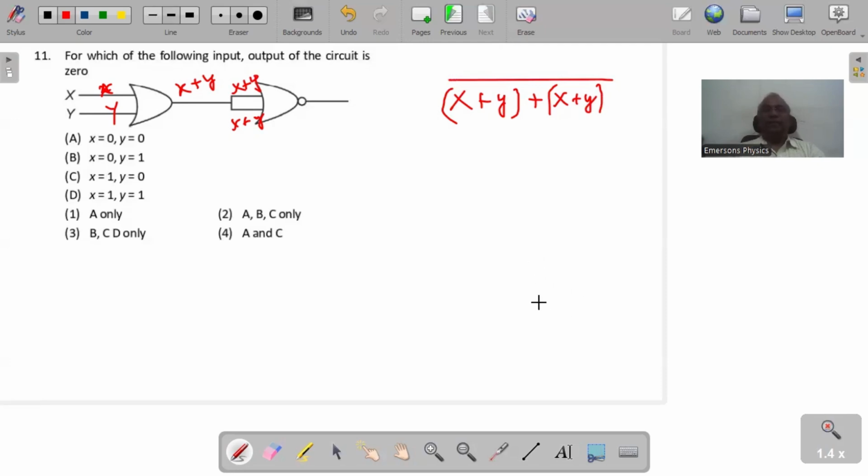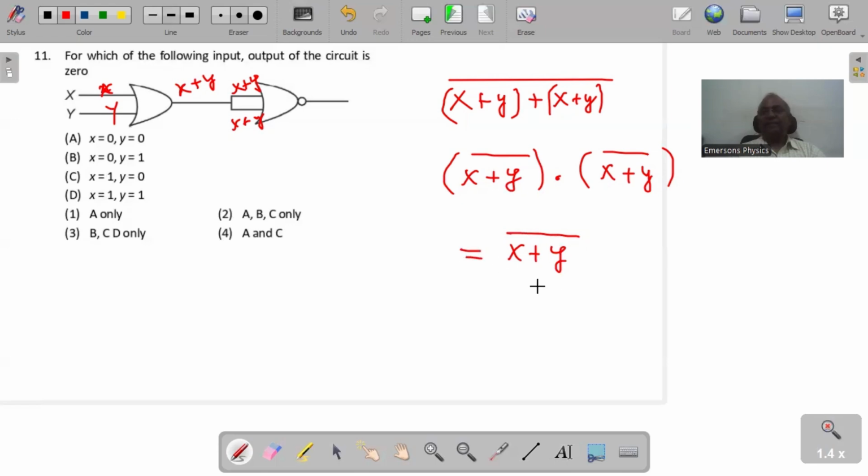Okay, we know the rule. That is, break the line, change the sign. X plus Y complement dot X plus Y complement. 1.1 is 1. X plus Y complement plus X plus Y complement is X plus Y complement, which is the answer. This is the result. Okay.